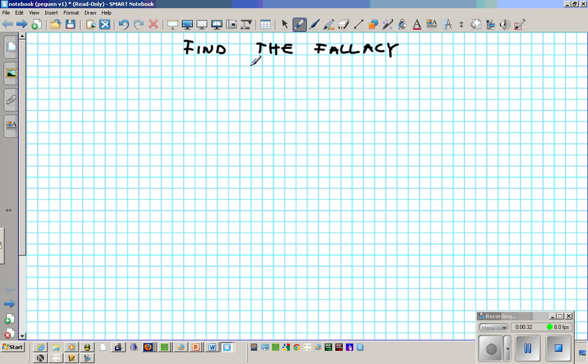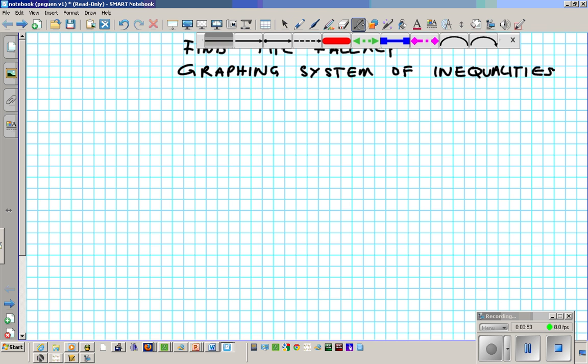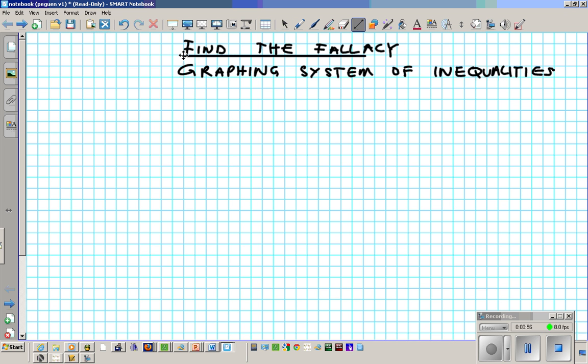All right, and this is on graphing systems of inequalities. Okay, I'll write that down. Now, I'm going to solve the following problem, so I want you to pay close attention. You're going to spot where the mistakes are, and then we're going to write about it in a minute. Okay, so solve by graphing.